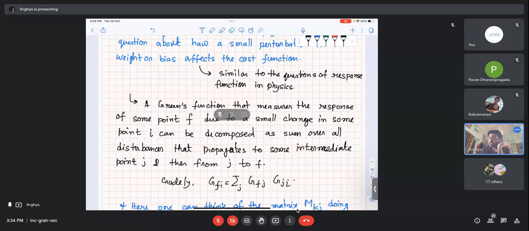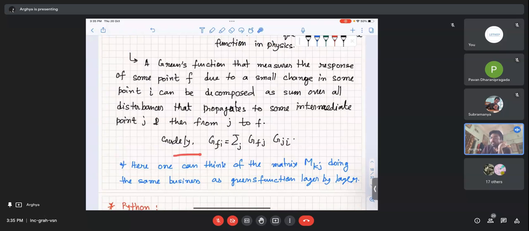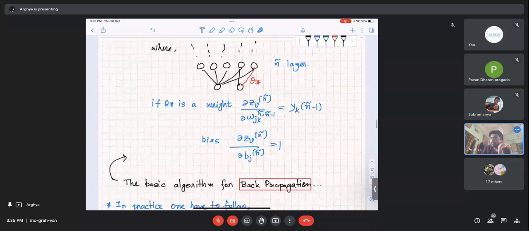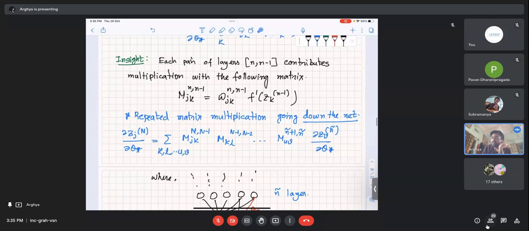As I wrote it here, at some point f, due to some small change at point i, how that thing propagates is the Green's function, and that can be decomposed as a sum over all disturbances that propagate to some intermediate point j, and then from j to f. Very crudely, you can think of it like this. And now you see this capital M that we define, and then multiply layer by layer. These are all between successive layers. So in some sense, this is like my Green's function, and this is how things are propagating.